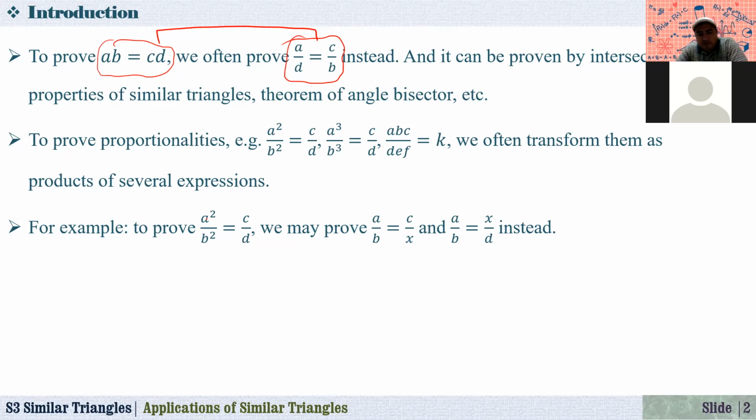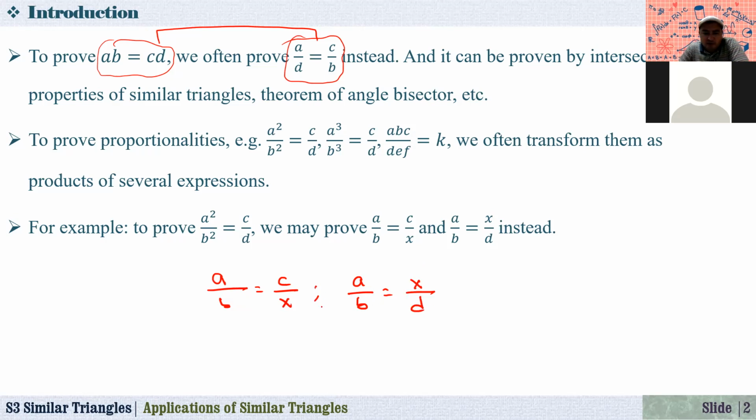For example, here we have a squared over b squared equals c over d. Suppose that we have to prove this. Directly, I try to get the expression like this. Another way: if I can find something, let's say a squared over b squared is equal to c over x, as shown here. And also a over b, let's say, is equal to x over d.